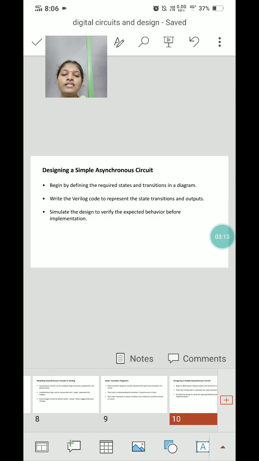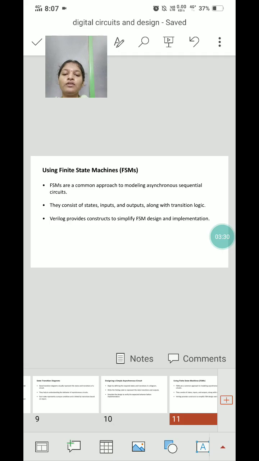Designing a simple asynchronous circuit. Begin by defining the required states and transitions in a diagram. Write the Verilog code to represent the state transitions and outputs. Simulate the design to verify the expected behavior before implementation.